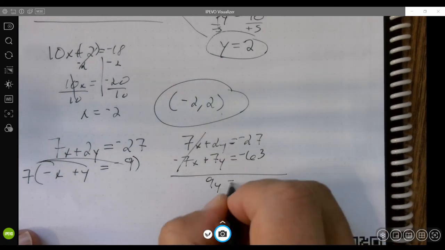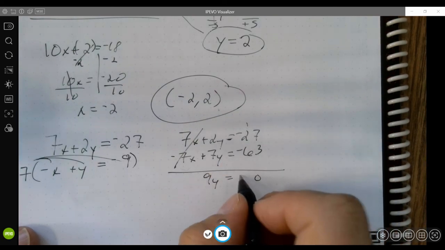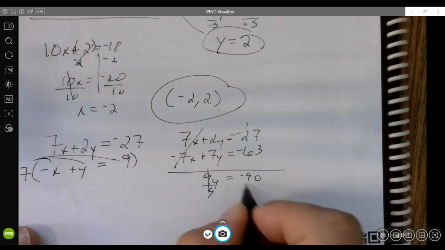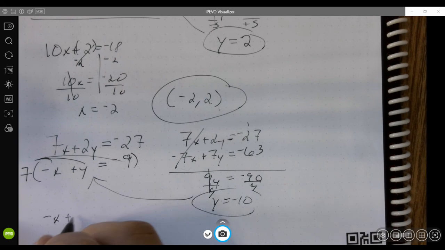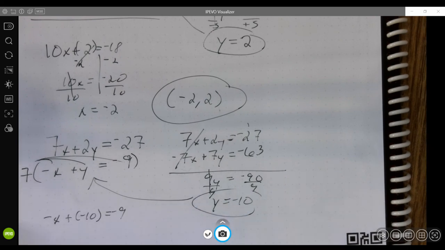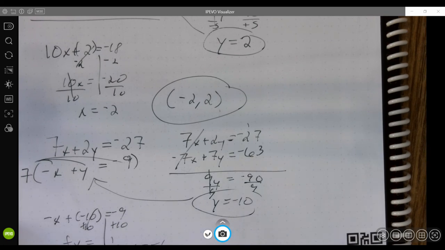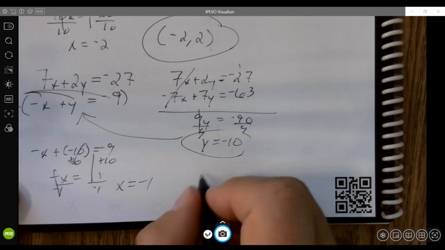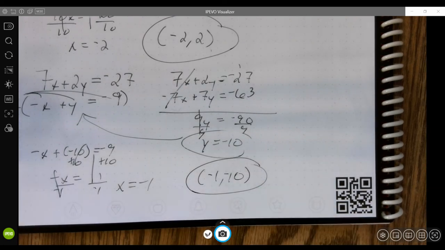2y plus 7y is 9y equals, let's see here, 0, carry the 1, negative 90. So I divide by 9. Y is negative 10. Plug that into one of the originals. I'm going to do the bottom one because it's just negative x plus y, negative 10, equals negative 9. So I add 10 to both sides. I get negative x equals 1. It's negative 9 plus 10. Divide both sides by negative 1. So x is negative 1. Almost there. I need to write it as an ordered pair. So I have negative 1 and negative 10 is my ordered pair.